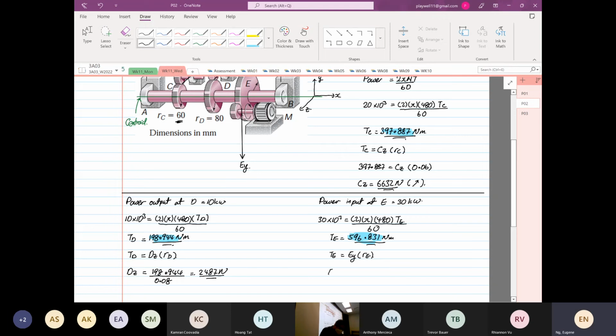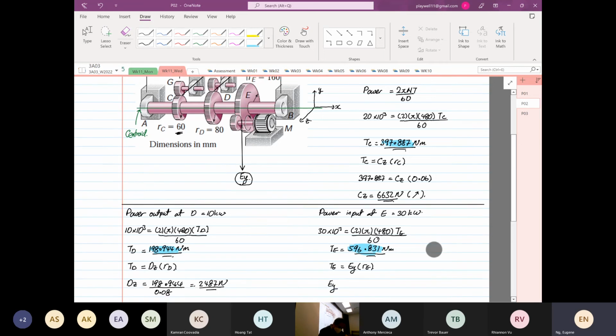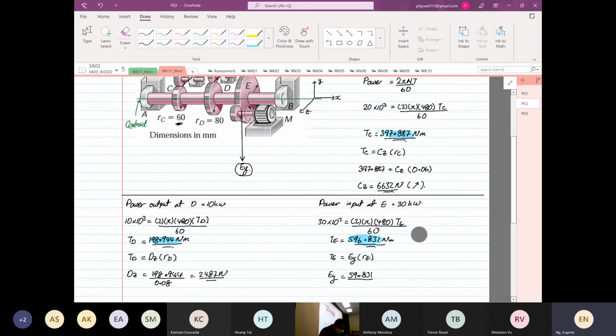So EY. Why is it Y? Because it's coming down in the what? Vertical direction. Okay. Well, C and D are on the horizontal in the Z direction because it's relative to the what? Point of contact. Okay, I repeat again, it's relative to our point of contact. Okay. So EY is equal to 596.831 divided by the radius of E, which is 0.16.